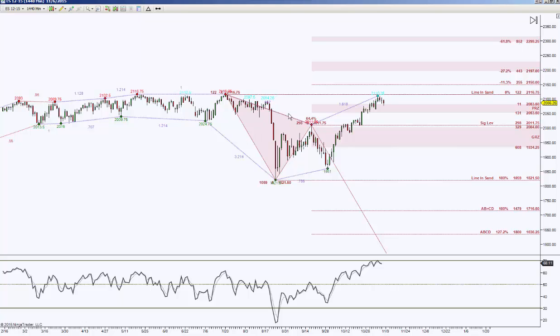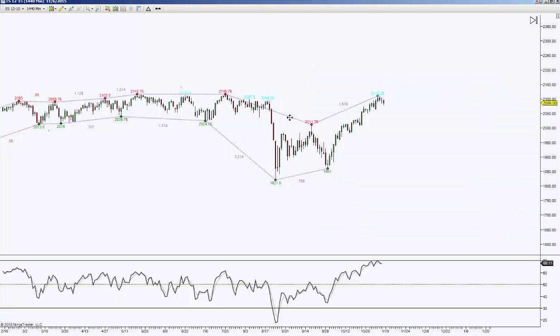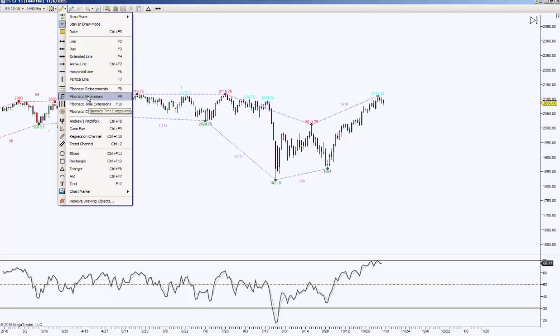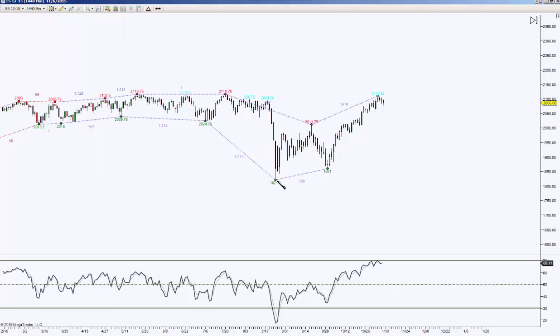Okay, now let's say we have a pattern. Let's do ABCD. So we can go from that dot to this dot to this dot to form the ABCD. And as you can see, we're at the 1.272 extension. So how much of a retracement from the ABCD, what am I looking for?